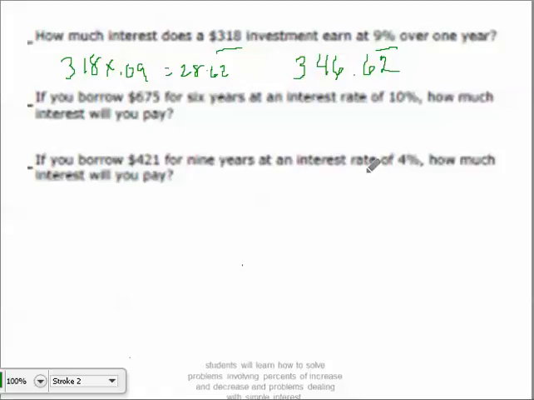Okay? It says if you borrow $675 for 6 years at an interest rate of 10%, how much interest will you pay? Well, that's 10% a year. Typically, that's going to be $67.50 times 10. That means you're going to pay $675 in interest as well. So that's going to be a lot of interest money that you're paying. You have to be careful when you're doing these type of things.